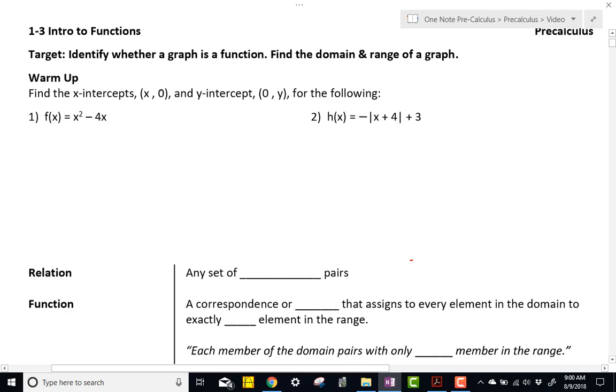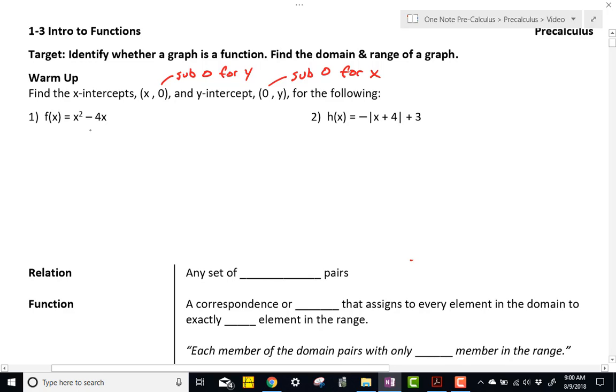It says x comma 0. Basically what that means, to find an x-intercept, you substitute 0 for y. And to find a y-intercept, you substitute 0 for x. All right, so here we go.